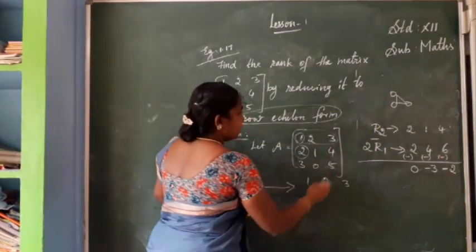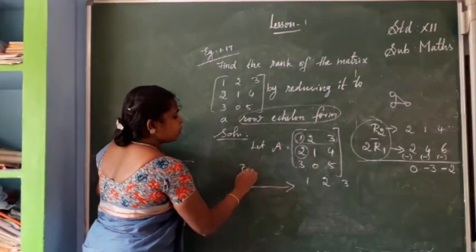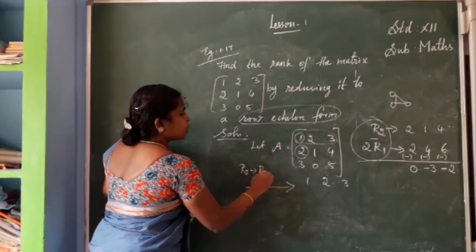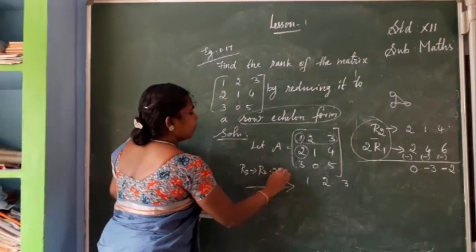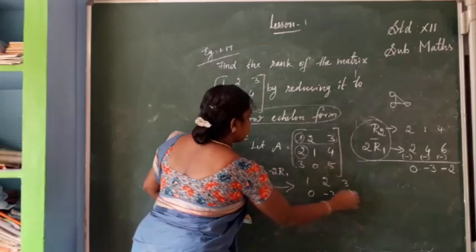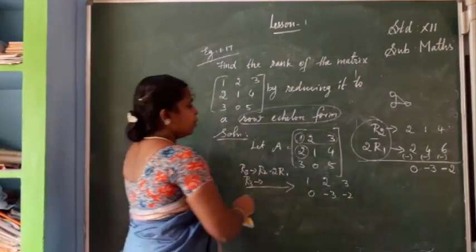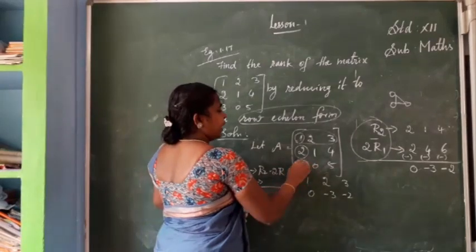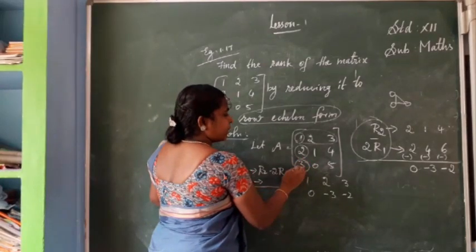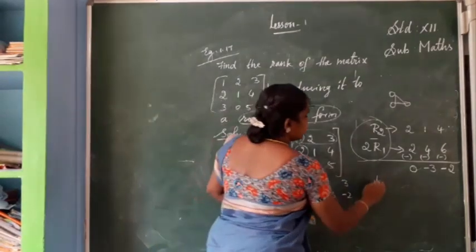Now you write the condition first. In R2 only we are doing the adjustment. So R2 gives R2 minus 2R1, and the elements are 0, minus 3, minus 2. Next we are going to do the R3 row. R3 gives, so we have to eliminate 3. Here also for eliminating 3 you have to use the first row. So R3 I am writing first.